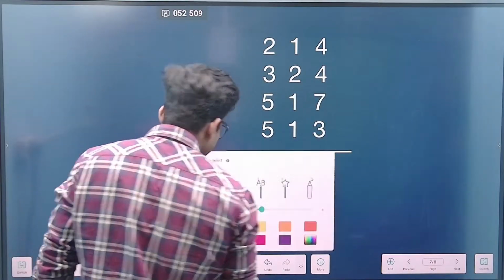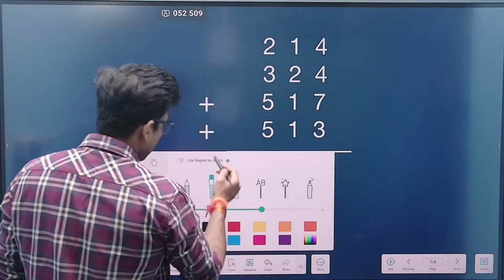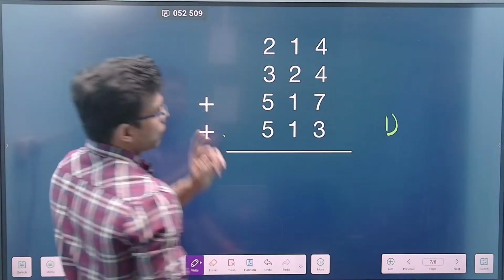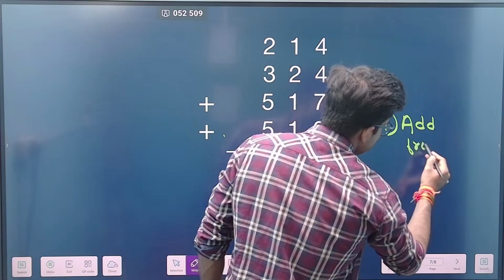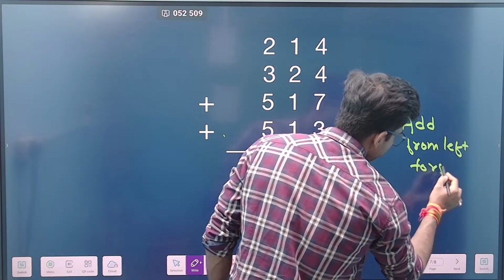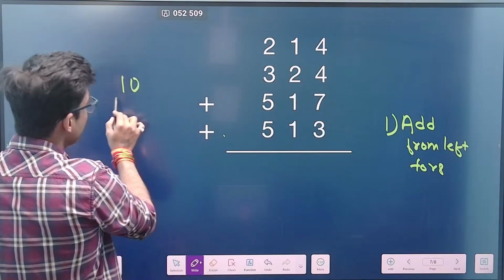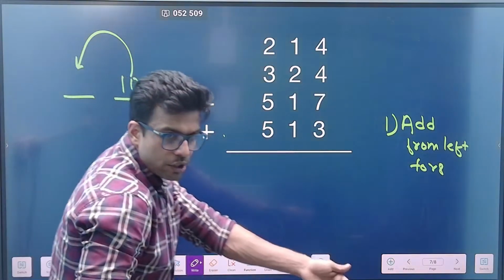Everyone, please listen to what I'm doing. The first rule, rule number one, says: add from left to right. Again, from left to right. Correct? This is the rule. Let me apply it. If you get a sum of 10, switch 1 to the left-hand side. Just switch 1 to the left-hand side.